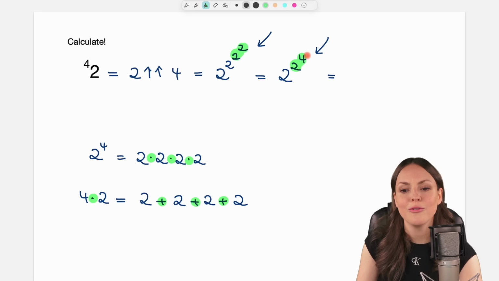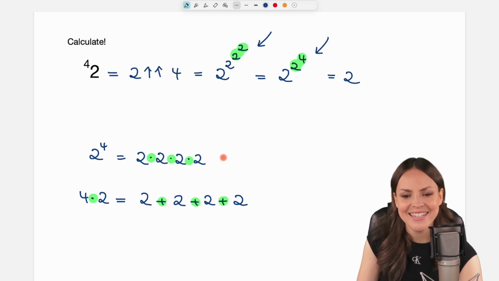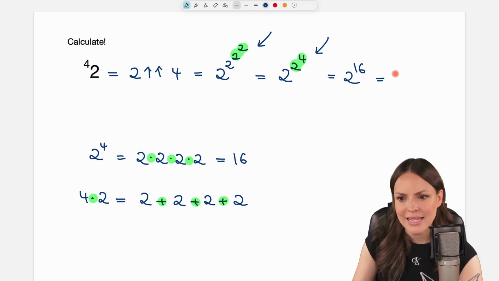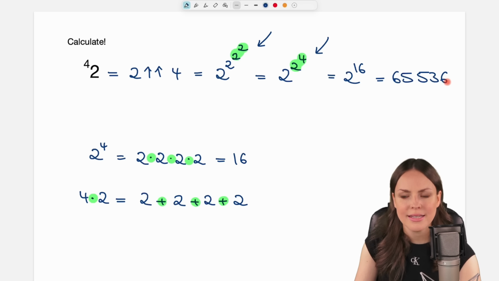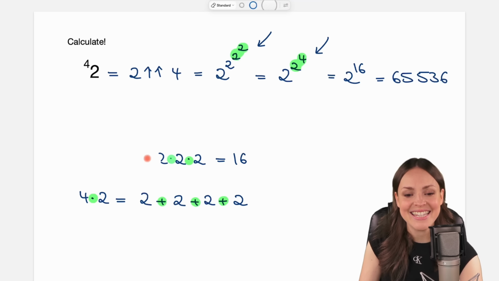Now, a smaller power tower, same rule, we have to keep going from the right side. So 2 to the power of 4 first, which we already had here, so this is equal to 16, so that we have 2 to the power of 16, which is a pretty large number. It is 65,536. So you can see that this result of the fourth tetration of 2 is way bigger than this result from 2 to the power of 4. So it's definitely not the same.